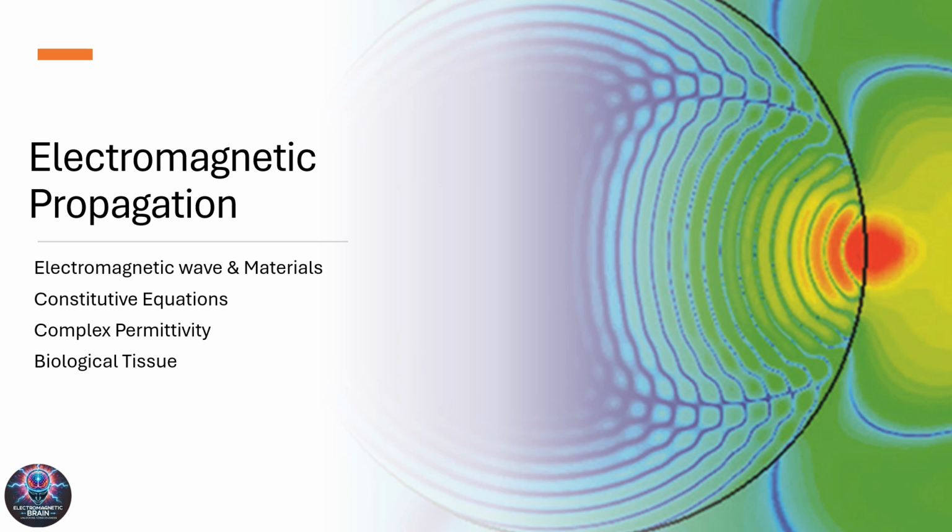In this video, we'll explore how these material properties affect wave propagation, including how they determine the speed, attenuation, and reflection of waves. We'll break down each constitutive equation and discuss how conductivity affects the loss of wave energy, how permittivity influences the electric field's response, and how permeability impacts the magnetic field's behavior. By the end of this session, you'll have a clearer understanding of how electromagnetic waves interact with materials and how these interactions are governed by the constitutive equations.